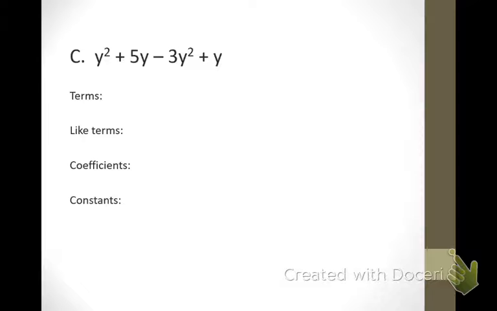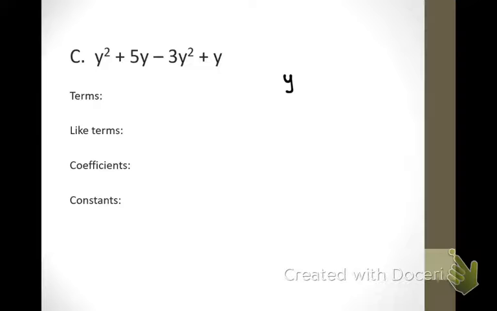Now, for this next one, there's something new that I do want to teach to you. What one variable do we see up there, class? A y, okay? Now, there's something unusual about the y. Not all y's are by themselves. What do you see on that first one? It says y to the second power, and we're going to call that y squared.